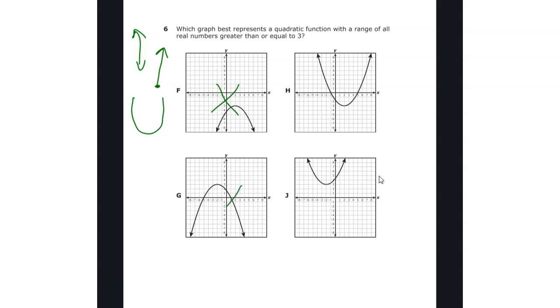So this is no good. This is no good. Now let's look at this one. This one, the lowest value is -3. So that makes this no good. And we go select this one.